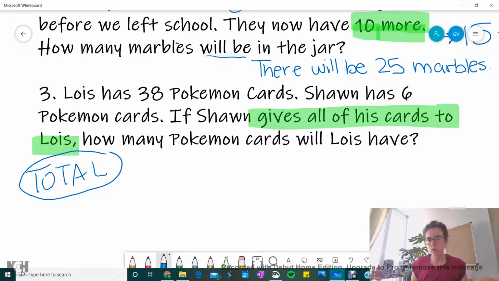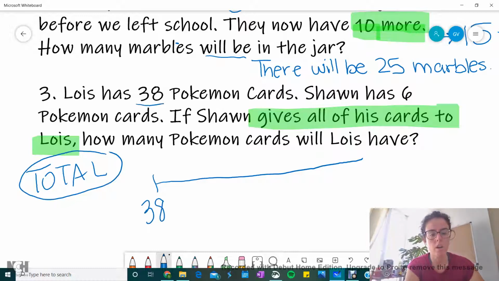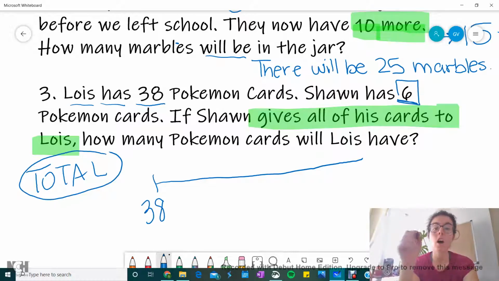Now, you can count on your fingers for this. That's fine. Maybe you know the math fact off the top of your head. But I'm going to use a number line just in case. I want to make sure. So what do I start with? What number starts my number line here? That's right. We're starting with 38 because that is how many cards she has. Lois has 38. And how many jumps do I have to do on my number line in addition? Right, I have to do 6 because that's how many cards Sean is giving to Lois.